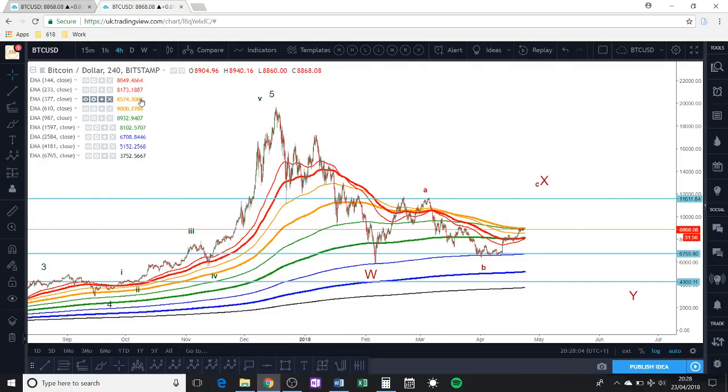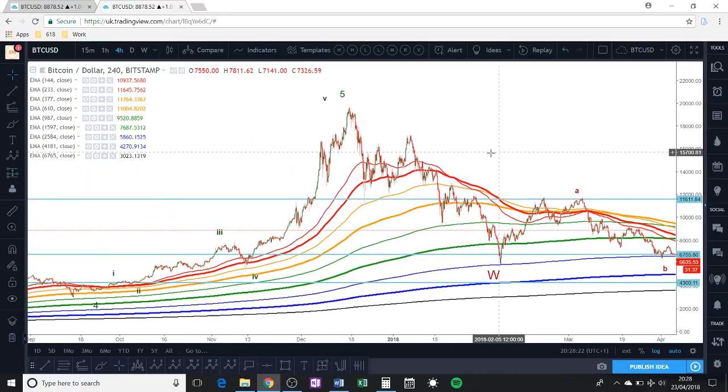Essentially, the lower of the two fibs will be the thin line, and this will be the thick line. So thin line, thick line, thin line, thick line. So this thin line here refers to this fib, which is the 377 EMA, and it actually hits it to the cent.